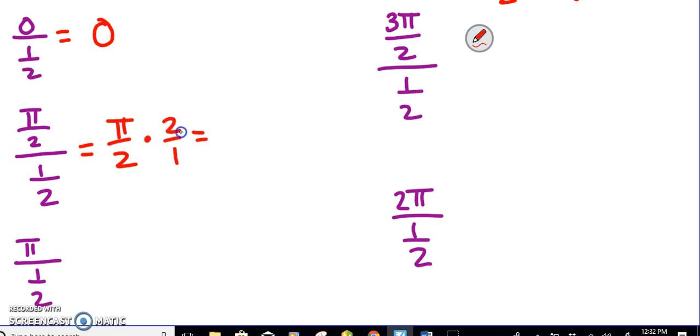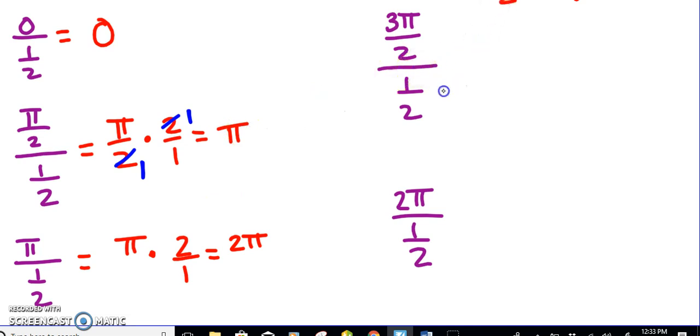And again, we should be able to get things to cancel out, cross reduce. 2 goes into 2 one time, 2 goes into 2 one time. So we're left with just pi, right? Correct. Next one we do keep, change, flip again. And so that's pi times 2, which is 2 pi. So not bad. We can do this. We got this, right? All right, let's continue on with the last two pieces.